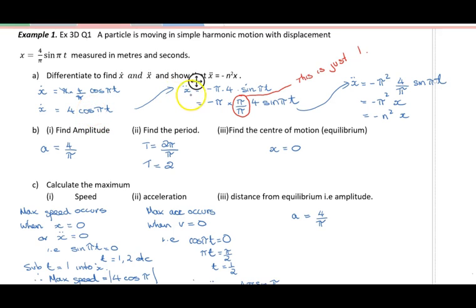Differentiating it again to get acceleration, we get minus 4 pi sine pi t. Now, the last part, to show that acceleration is minus n squared x, we have to produce x. Now, x is this, 4 on pi sine pi t. At the moment, we don't have 4 on pi.